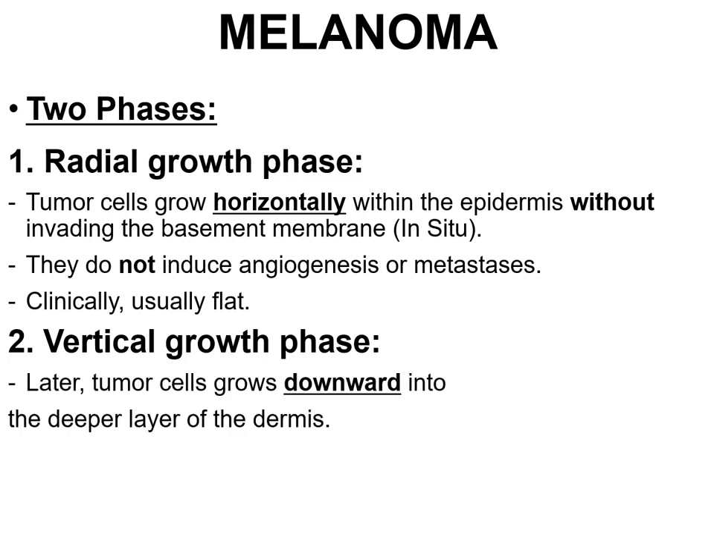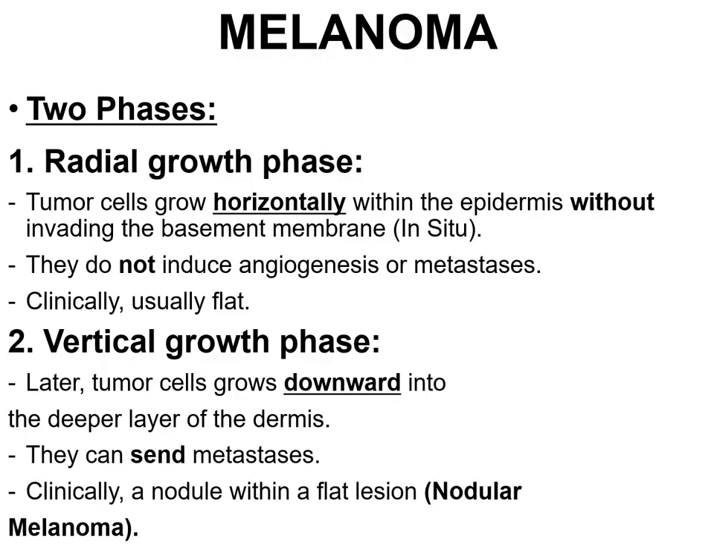We said two phases: the radial pattern of growth and the vertical pattern of growth. The vertical pattern means that the tumor cells grow downward, reaching the dermis. In the radial pattern, it grows horizontally inside the epidermis without invasion of the basement membrane, but in the vertical pattern the growth is downward, extending from the epidermis to the deeper layers of the dermis. If it reaches the blood vessels in the dermis, it can send metastasis to other organs.